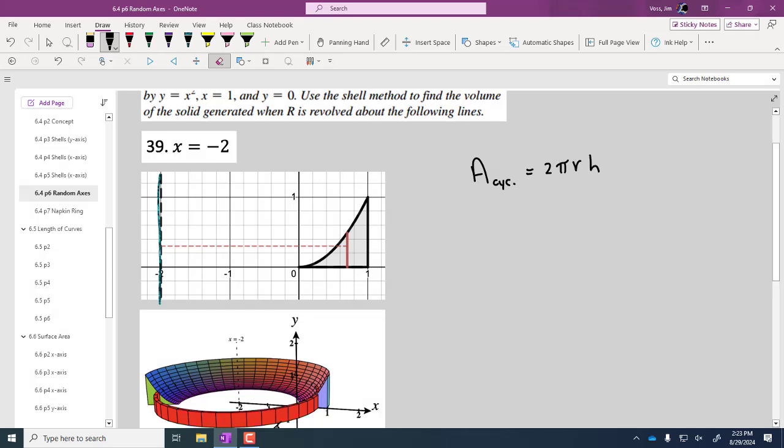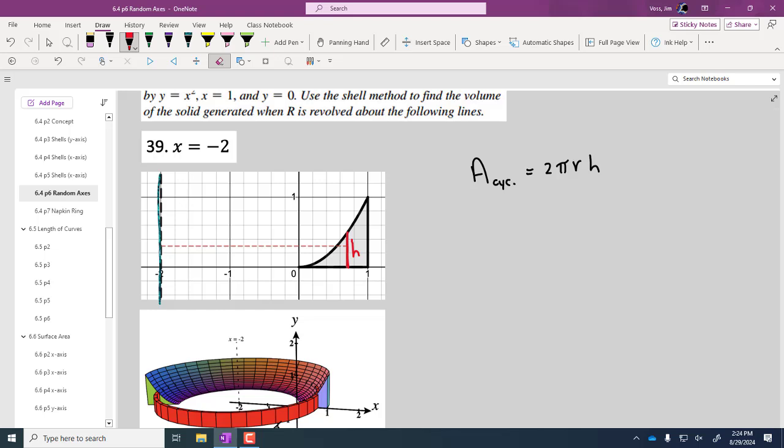So let's look over here at our picture and see if we can identify that stuff. Here's our region. It's being rotated all the way around the y-axis. So the element that I've chosen is vertical because it has to be parallel to the axis of rotation. That's how you create a cylinder. To create a cylinder, you have to have a parallel axis and element. And the height of our cylinder is going to be the height of that red segment. That'll be the height of the corresponding cylinder.